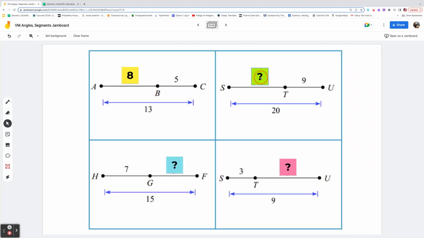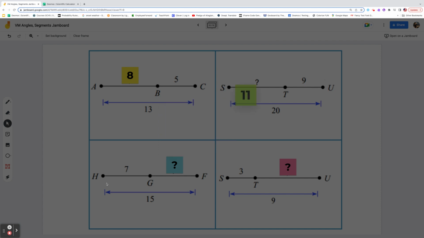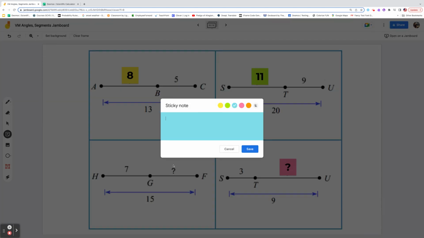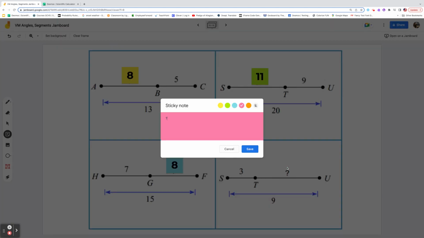So we're going to double click here, and we're going to realize that 20 minus 9 is going to be 11. Go ahead and try the last two problems on your own, and let's compare against what I have. Okay, 15 minus 7 is 8. And what number, when you add 3, equals 9? This would have to be 6.